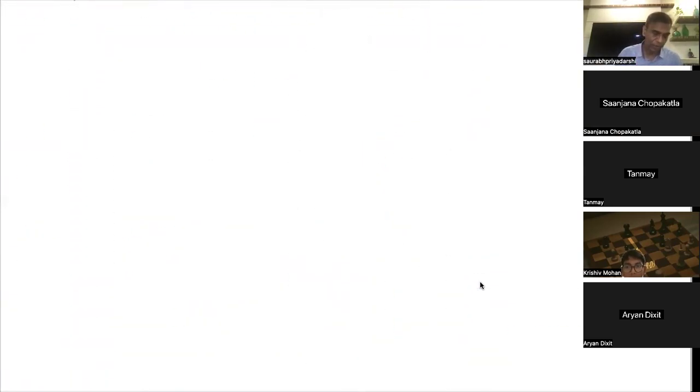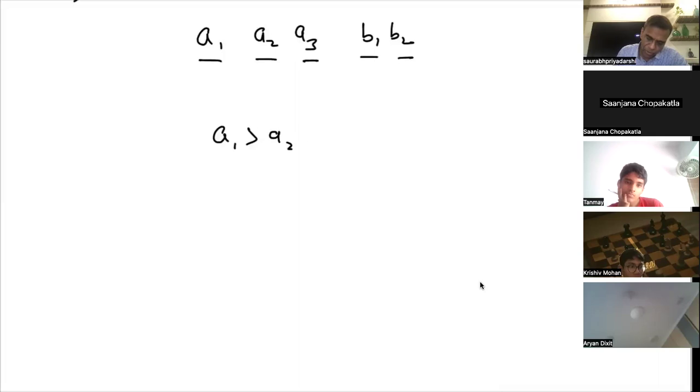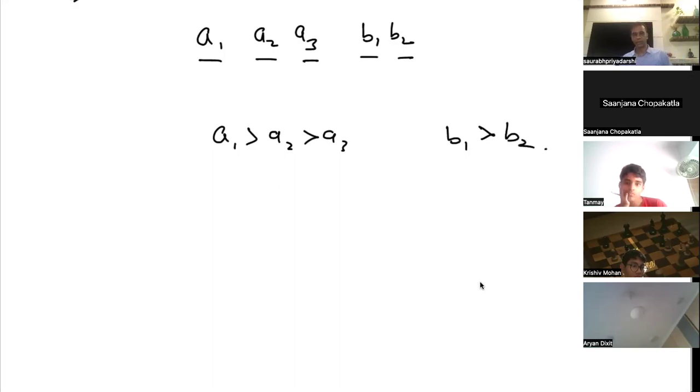See, I'm not doing that question, right? I'm doing another question. See, what I'm saying, A1, A2, A3, B1, B2. We have to arrange these 5 letters in such a way that A1 will be ahead of A2 will be ahead of A3, and separately B1 will be ahead of B2. In how many ways we can arrange?